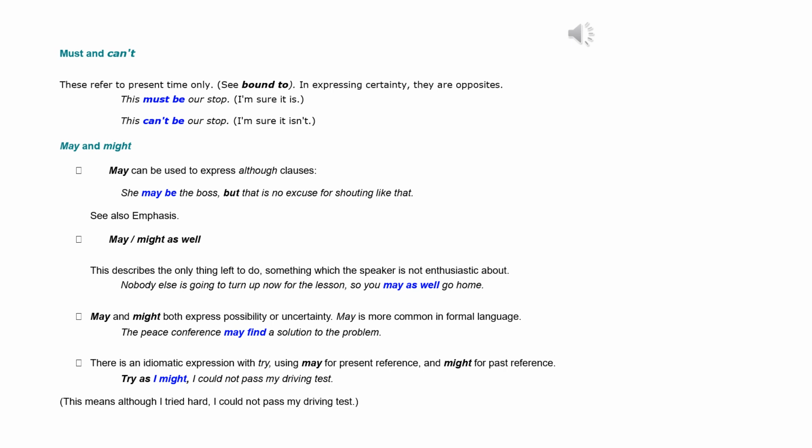May and might both express possibility or uncertainty. May is more common in formal language. The peace conference may find a solution to the problem.